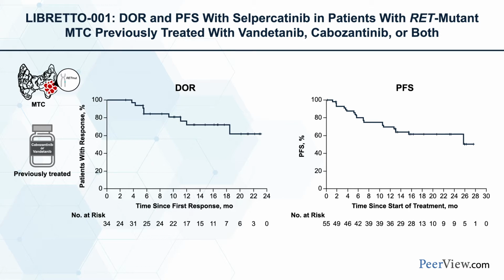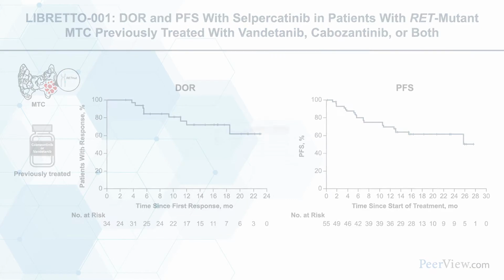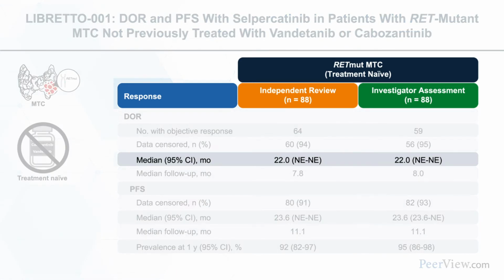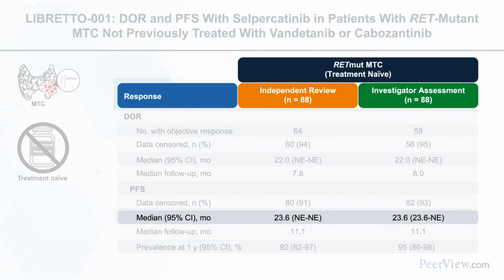And so for medullary thyroid cancer, a drug that shrinks the tumor and then lasts for over 2 years, when we're talking about metastatic patients, is certainly a win, and was definitely a win for all of our patients who were treated with this agent. In patients with RET-mutant medullary thyroid cancer not previously treated with vandetanib or cabozantinib, the median duration of response was 22 months, and the median progression-free survival was 23.6 months.